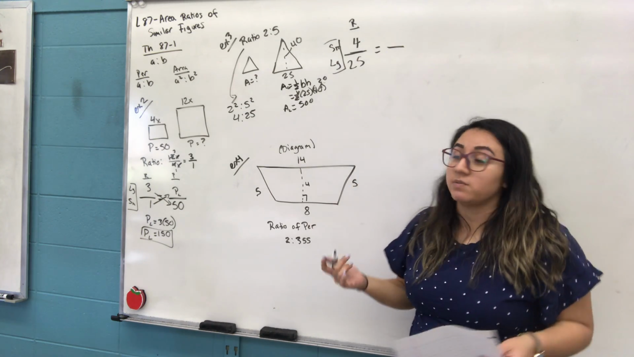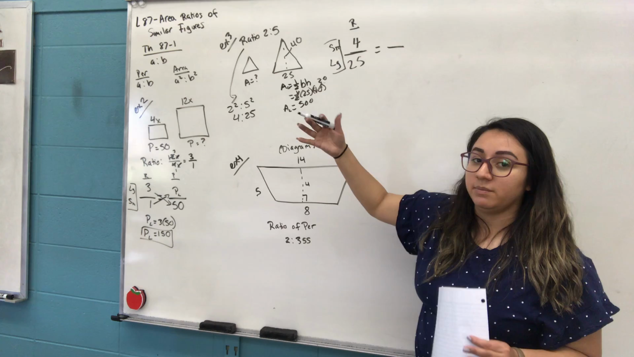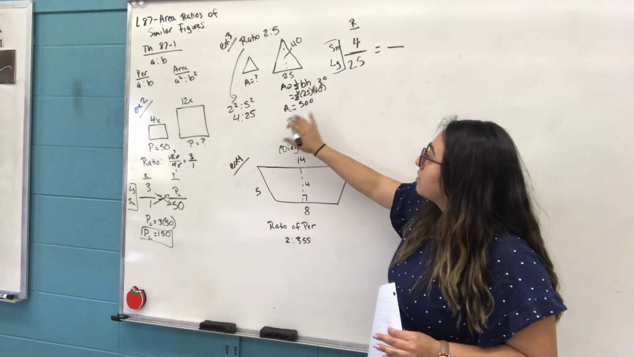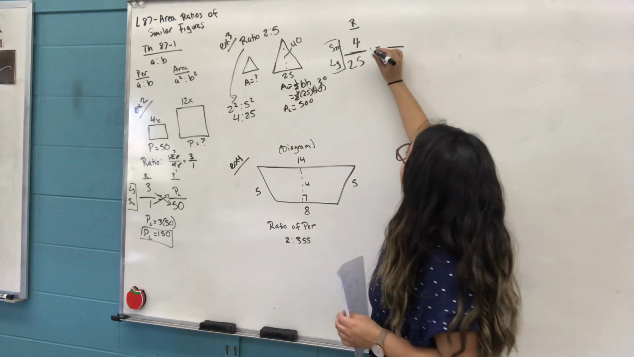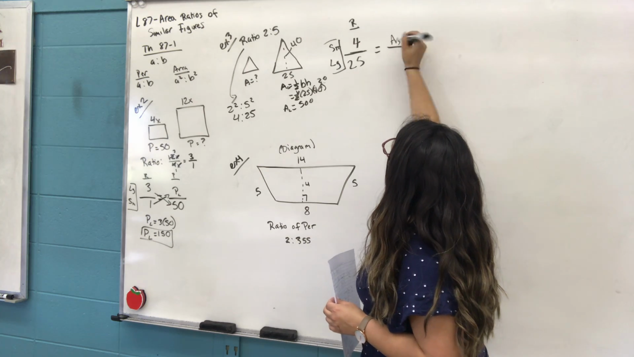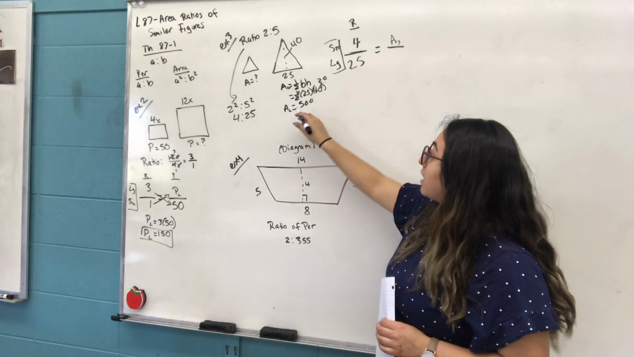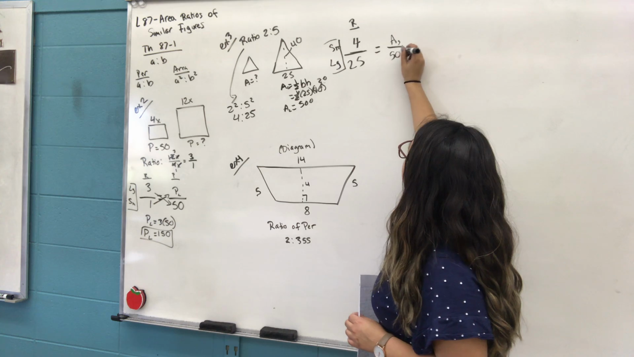They'll give you the same answer anyways. But when you label them, you have to make sure you label them correctly. Out of the areas here, we're looking for the area of the smaller one. So smaller here, I'm going to put area of the smaller one. But we have the area of the larger one, which is 500.